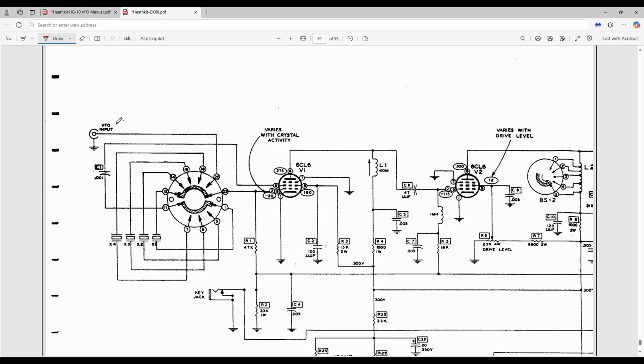Just look here at the DX60 input circuit. The VFO input goes directly to the control grid on the 6CL6 tube, which then presents a high input impedance, and therefore the voltage level of the HG10 output will be maintained, which is important to properly drive the 6CL6 tube. So there's my dilemma.